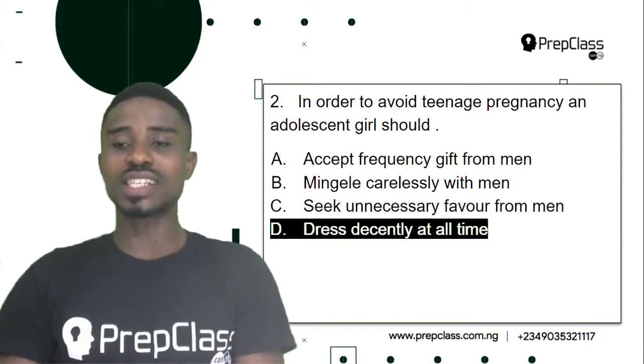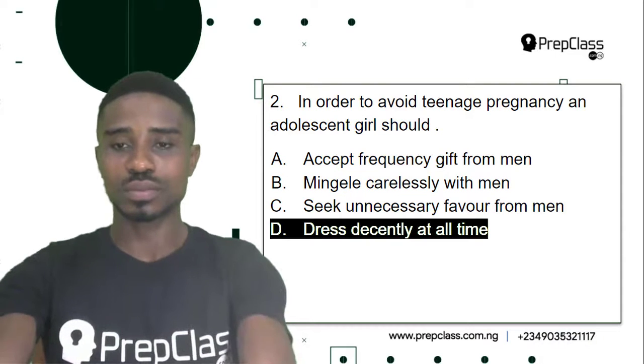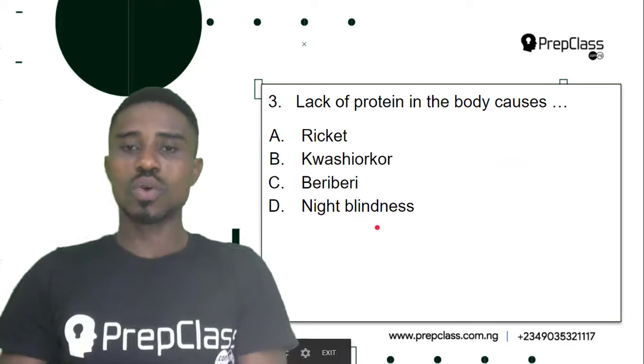Option D, dress decently at all times, is our correct answer. Let's look at the next question. Question 3.